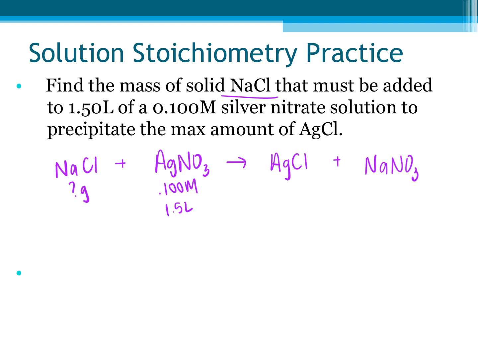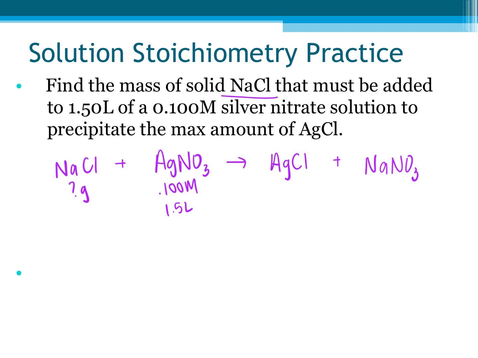And it says we want to precipitate the maximum amount of AgCl. It's not asking us how much silver chloride we can make. We just want to make the maximum amount, if that makes sense. So that means I want to use up all of the silver nitrate present. So essentially we want these both to be limiting reactants. Does that kind of make sense?